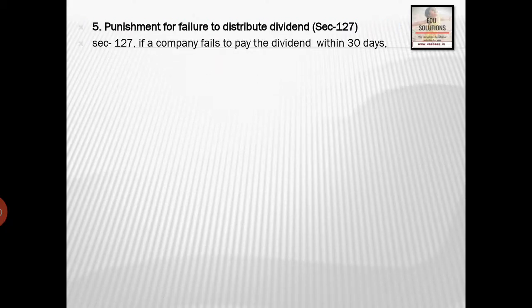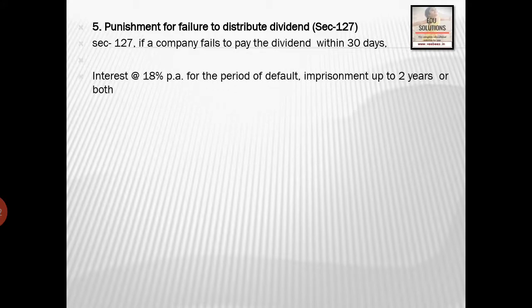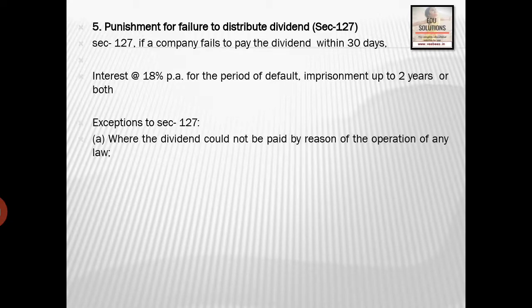ഓക്കെ, പണിഷ്മെൻറ്റ് റിഗാർഡിംഗ് ദി ഫെയിലിയർ ടു ഡിസ്ട്രിബ്യൂട്ട് ഡിവിഡൻഡ്, 127 ഡീൽസ് വിത്ത് ദിസ് ഏരിയ. കമ്പനി 30 ദിവസത്തിനുള്ളിൽ കൊടുത്തിട്ടില്ലെങ്കിൽ ഇൻട്രസ്റ്റ് ഈസ് ചാർജ്ഡ് ഫോർ ദ പീരീഡ് അറ്റ് ദ റേറ്റ് ഓഫ് 18%. There is a punishment of 2 years for the directors, but there are certain exceptions with regard to punishment.